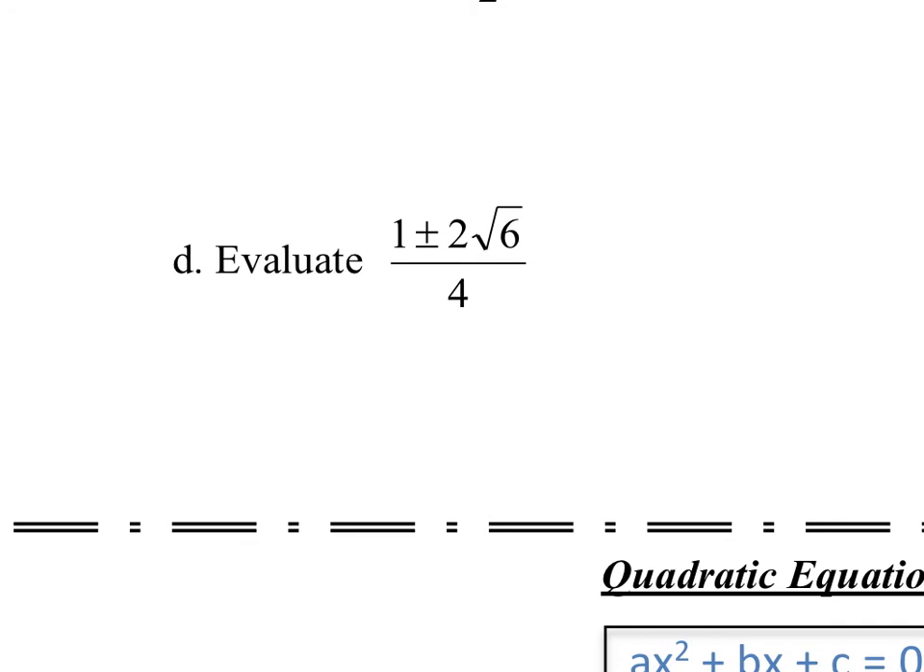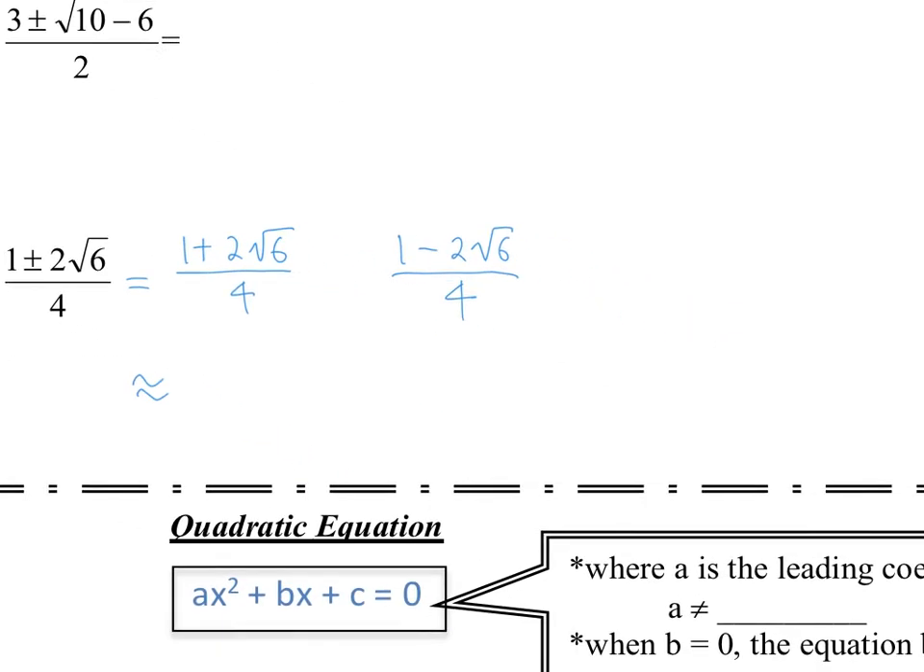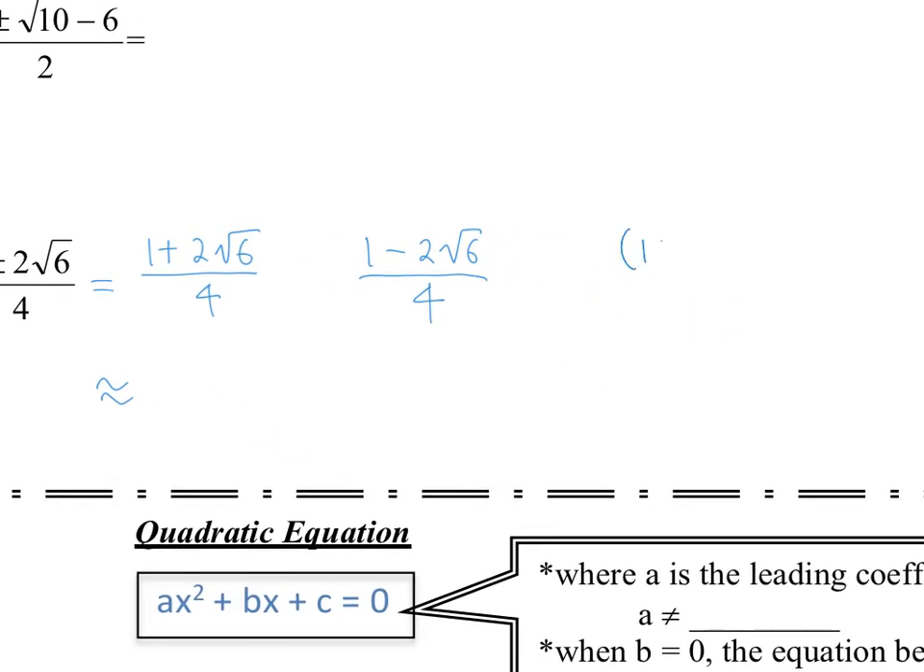So we have 1 plus or minus 2 square root of 6 over 4. So I'm literally going to split this up. We have 1 plus 2 square root of 6 over 4, and we have 1 minus 2 square root of 6 all over 4. Okay, so the way you plug this into your calculator is, we're going to do parentheses 1 plus 2, square root, parentheses 6. You're going to have to close parentheses under the radical and close parentheses on top, and then divide by 4.